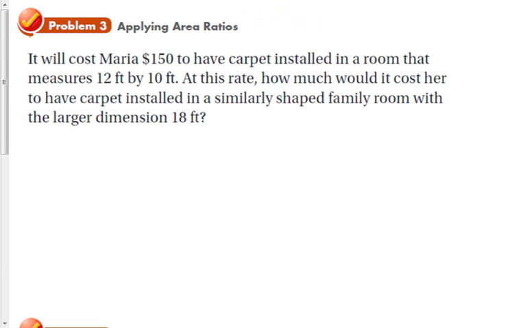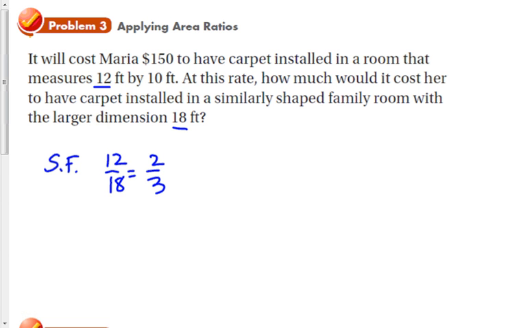All right, here's another problem that deals with areas. That's because it's carpeting, and carpeting is covering a floor, so that's an area. It says it will cost Maria $150 to have carpet installed in a room that is 12 by 10. At this rate, how much would it cost her to have carpet installed in a similar shaped family room with a larger dimension of 18 feet? So we're going to use scale factor to do this. There's actually other ways to solve this problem, but let's find the scale factor. The scale factor is 12 to 18, since those are both corresponding sides. 12 over 18, which we can simplify to 2/3.